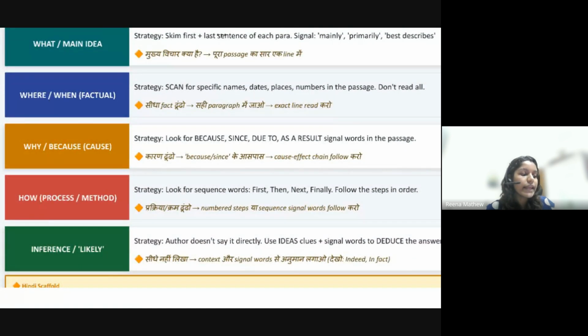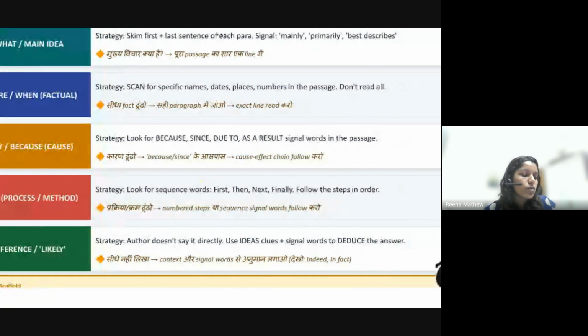And then inference क्या है? अनुमान. We learned this last class. That is something that is not there, but you deduce it. That is, with your understanding, you try to infer that idea. Okay.